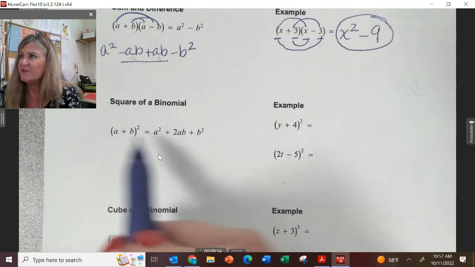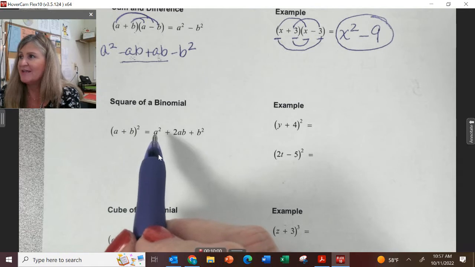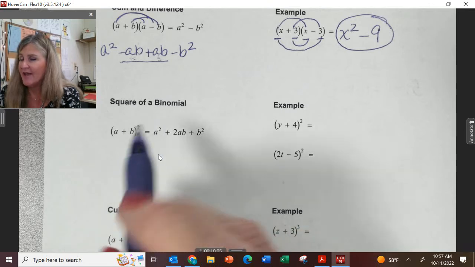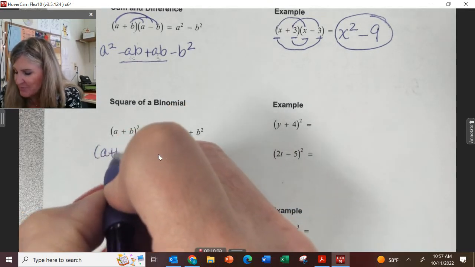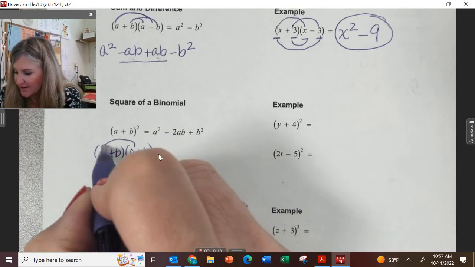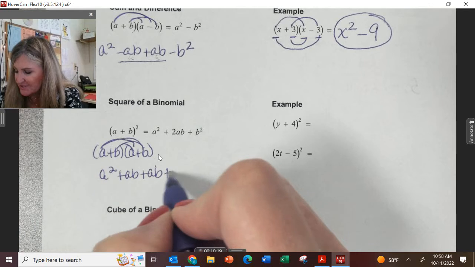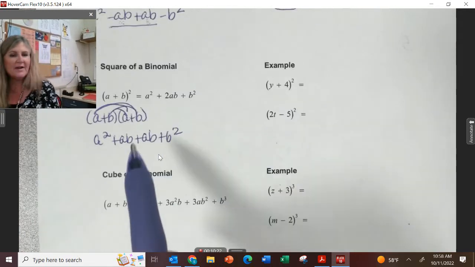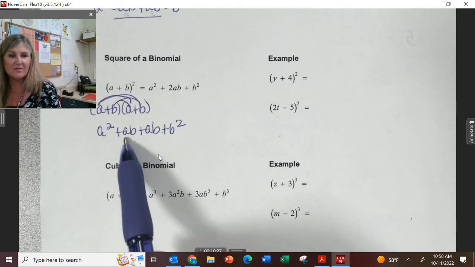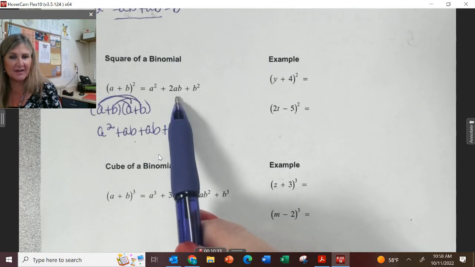All right, here's another special pattern. If I have a plus b quantity squared, that's going to be a squared plus 2ab plus b squared. Okay, and here's the reason why. If I have a plus b times a plus b, I do a times a, that's a squared. The outers gives us an ab, the inners gives us an ab, and that gives us a b squared. What is ab plus ab? What's 1ab plus 1ab? 2ab. That's how they got this pattern here.